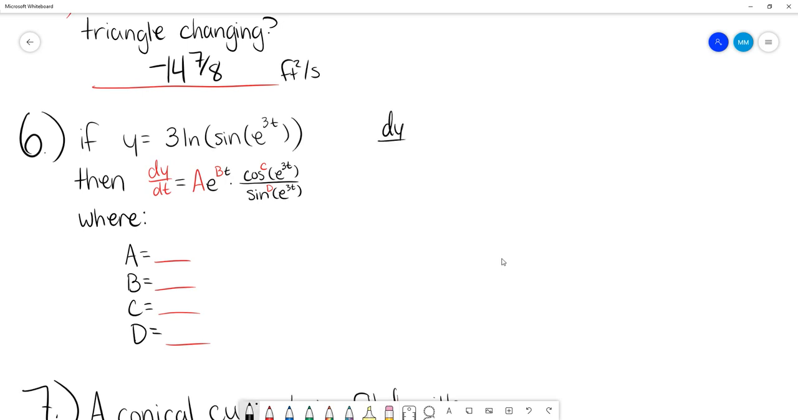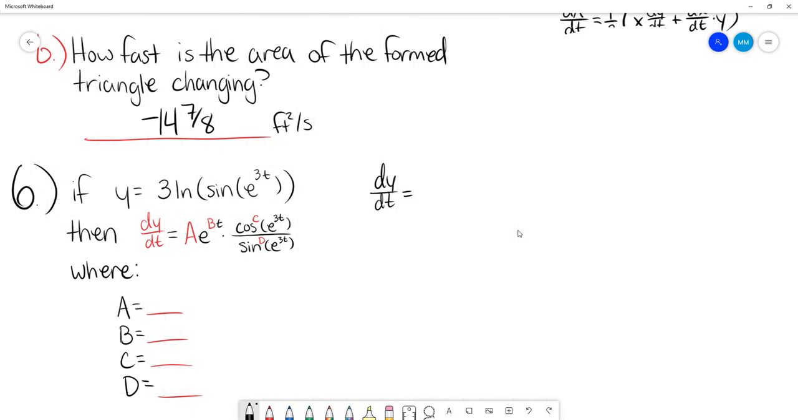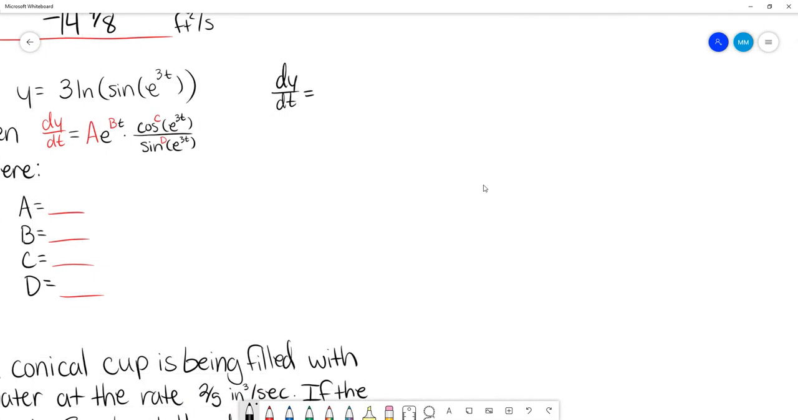But anyway, it's going to be dy/dt, because it's with respect to t, equals the derivative of all of this with respect to t. And I can see that I've got an outside and an inside, and an outside and an inside, and an outside and an inside. So we're going to use our chain rule to set this up elsewhere.